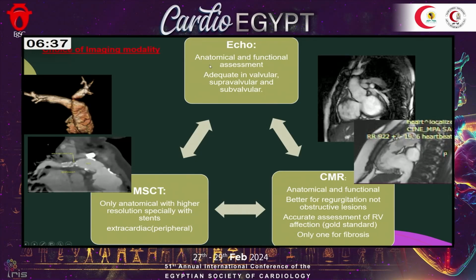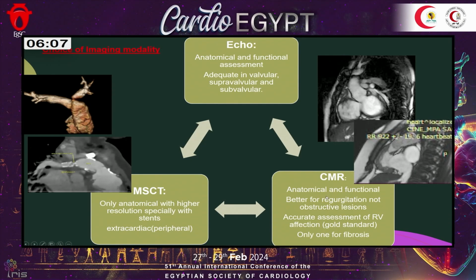The choice of the imaging modality: the first and basic imaging modality is echo. It will give you anatomical and functional assessment and should be adequate in valvular, supravalvular, and subvalvular stenosis. However, if you are suspecting peripheral PS, you should resort to a more advanced imaging tool. The multi-slice CT is the one of choice. It will give you only anatomical information, however with higher resolution, especially in post-stenting. Like in this case, you can see the fracture in the stent.